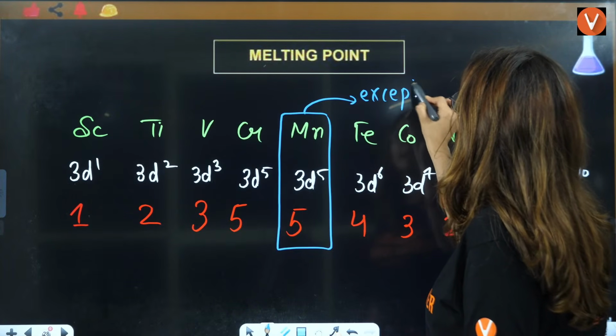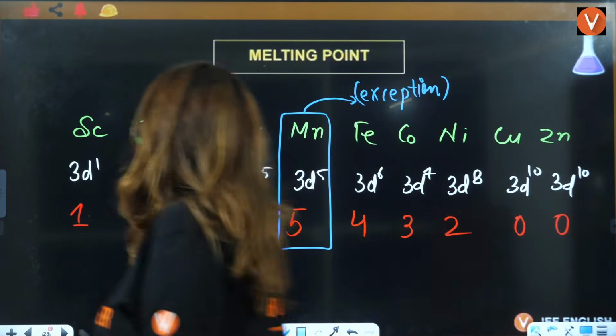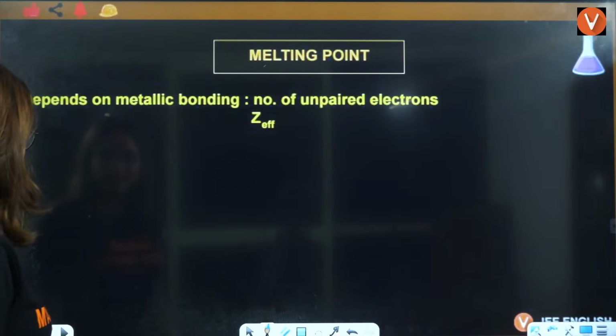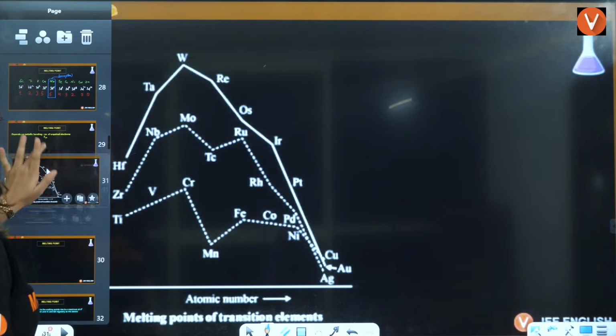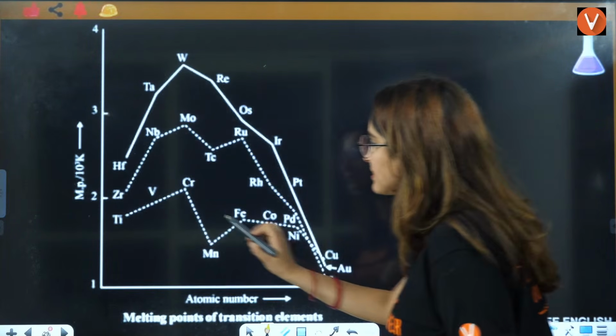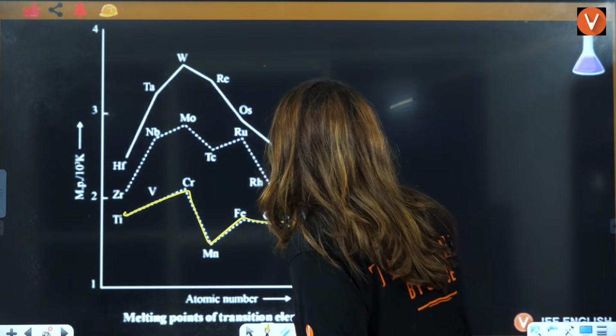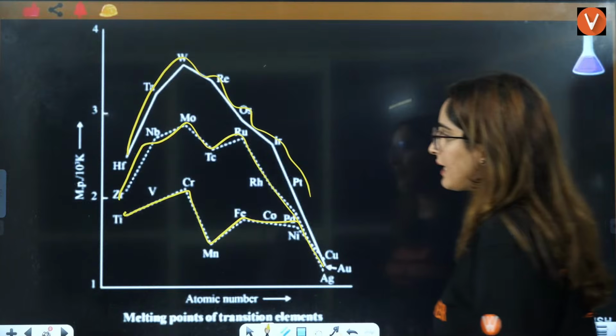Manganese, you will see an exception. Yes, inorganic chemistry is full of exceptions, right? I'll tell you how you will see the exception over here. Let me just show you this. This is 3D, this is 4D, this is 5D, right?